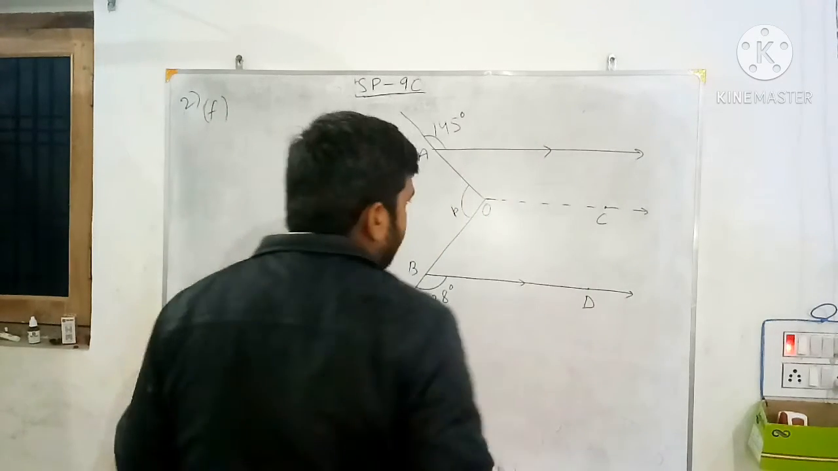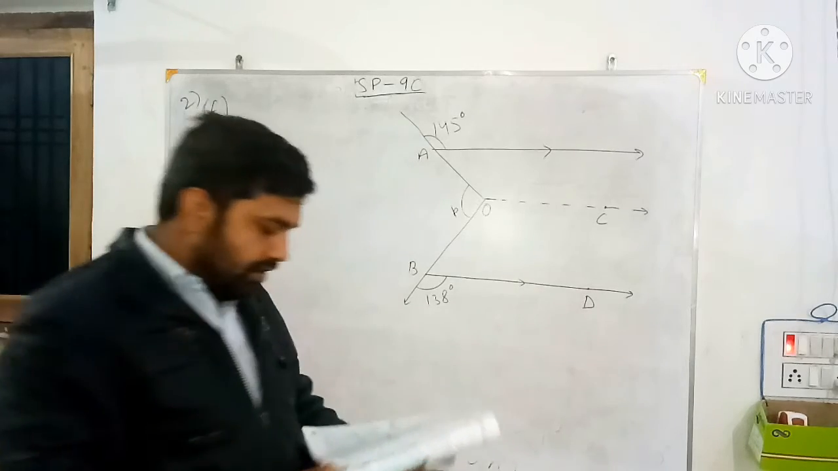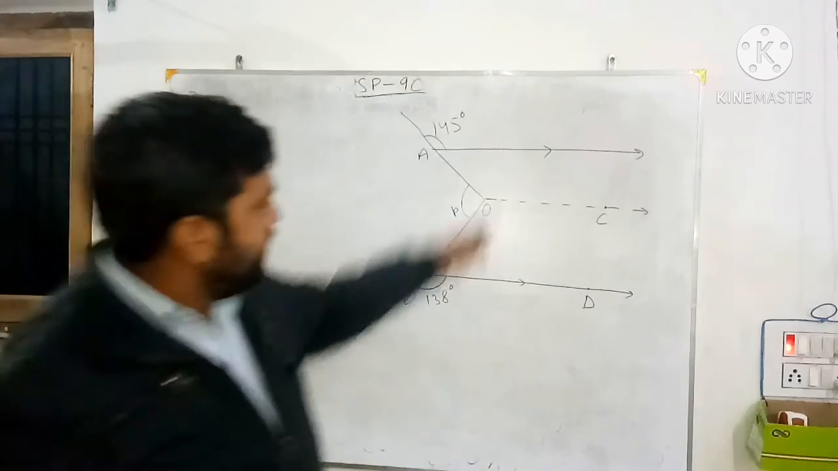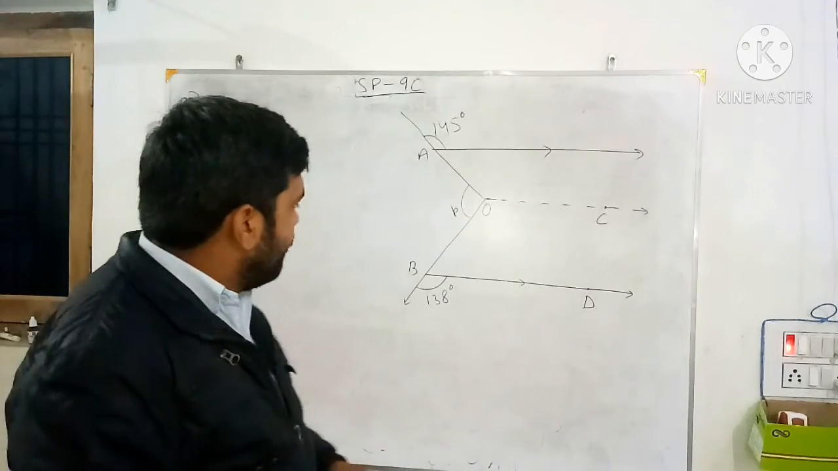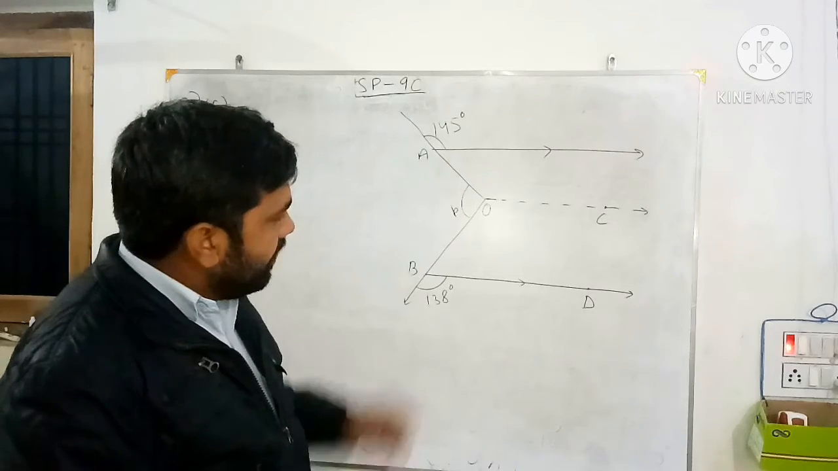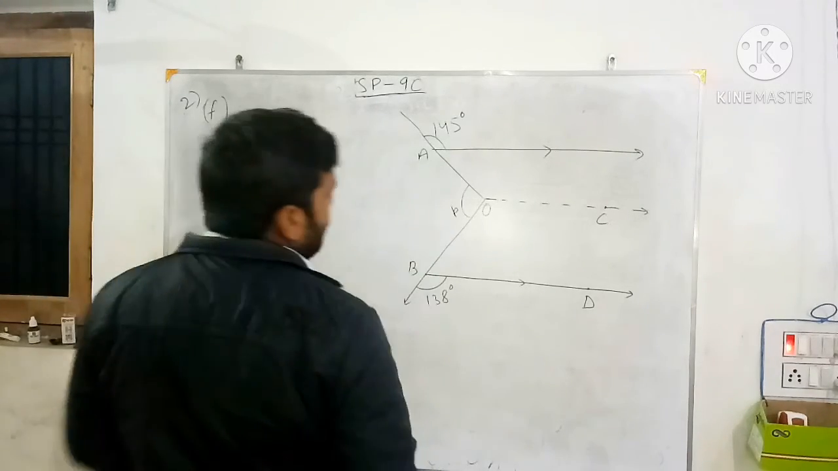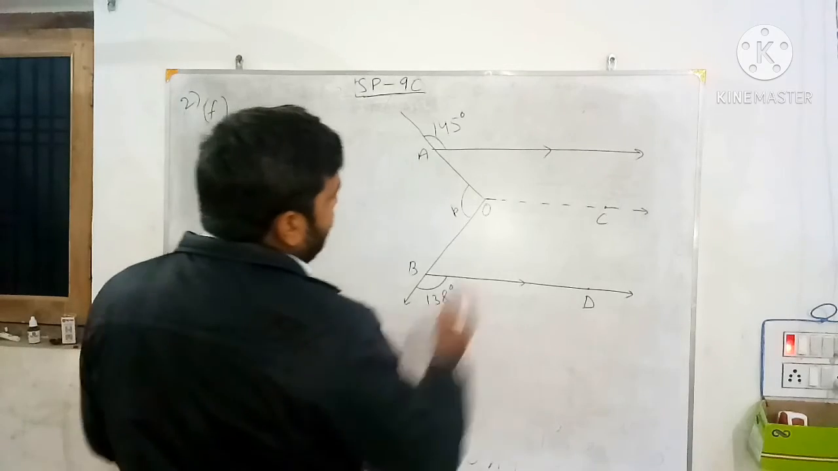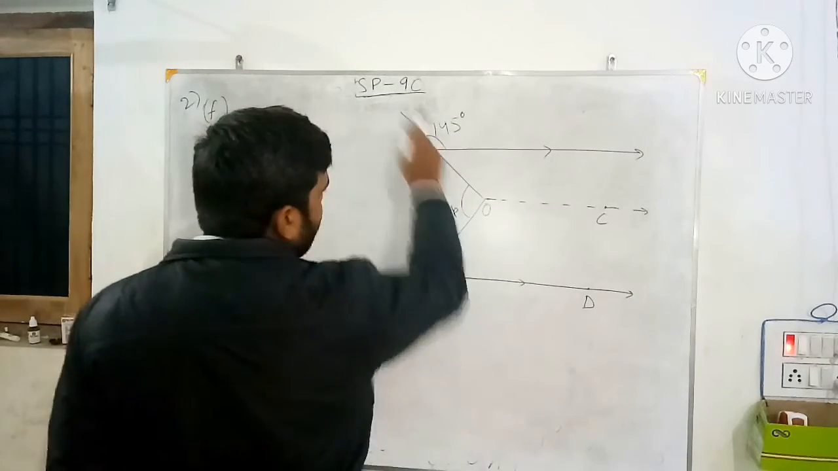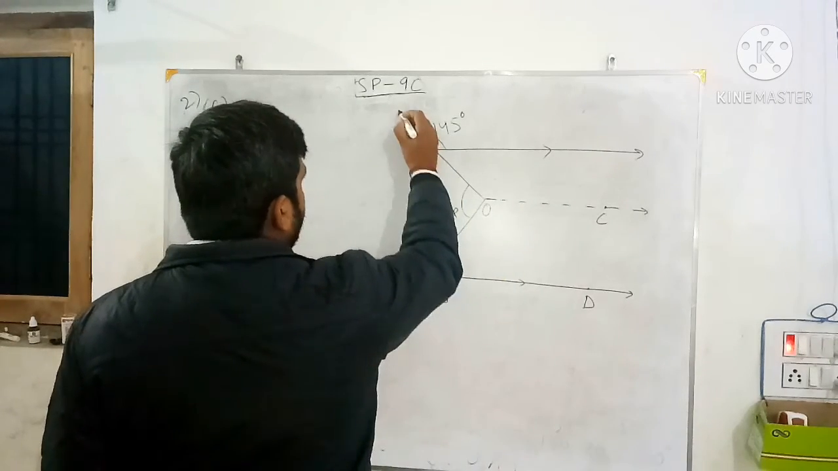Now see, these two lines are parallel. Not only two, these three are also parallel. So these three lines are parallel to each other. Now we have to find the measurement of angle P, this angle. Now see how we find it. These two lines are parallel, and this is the transversal.